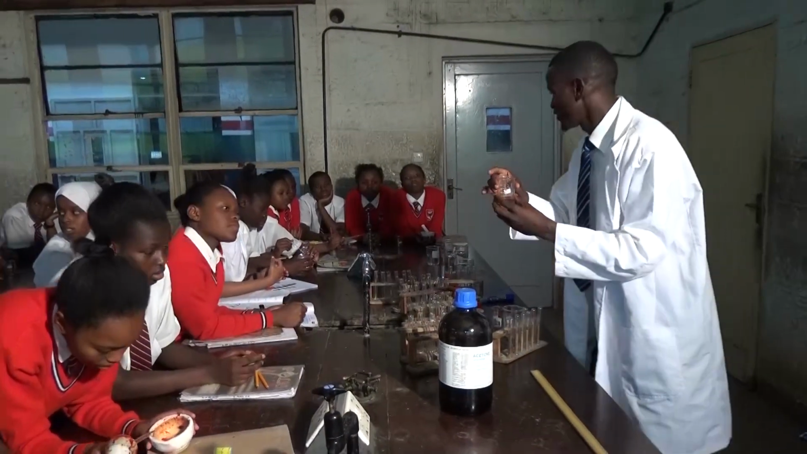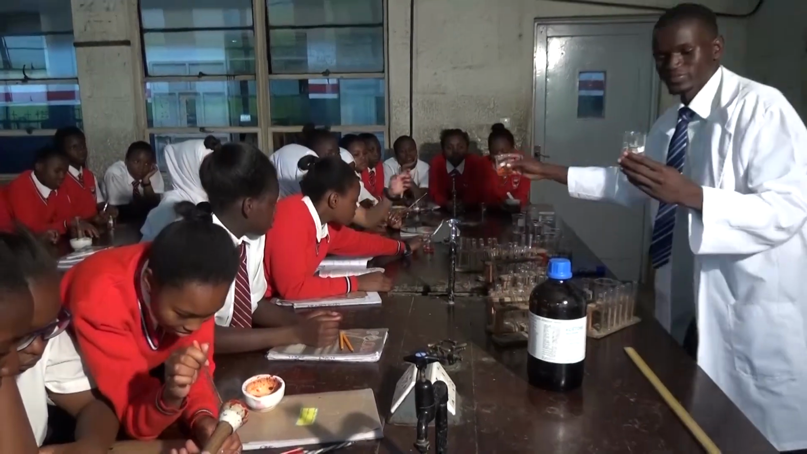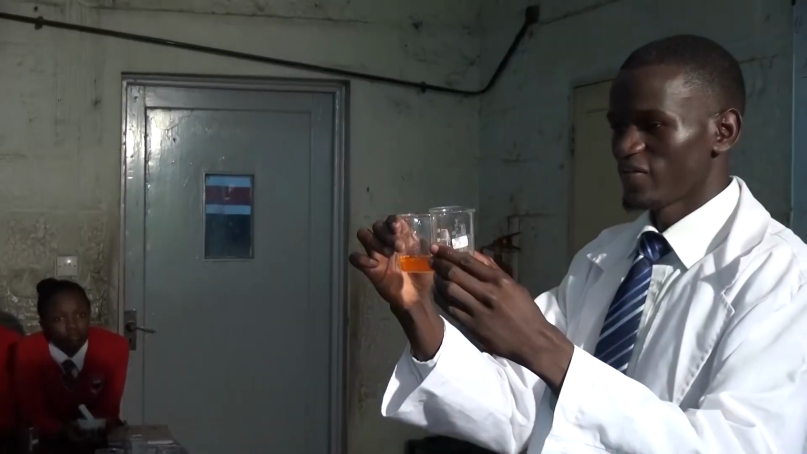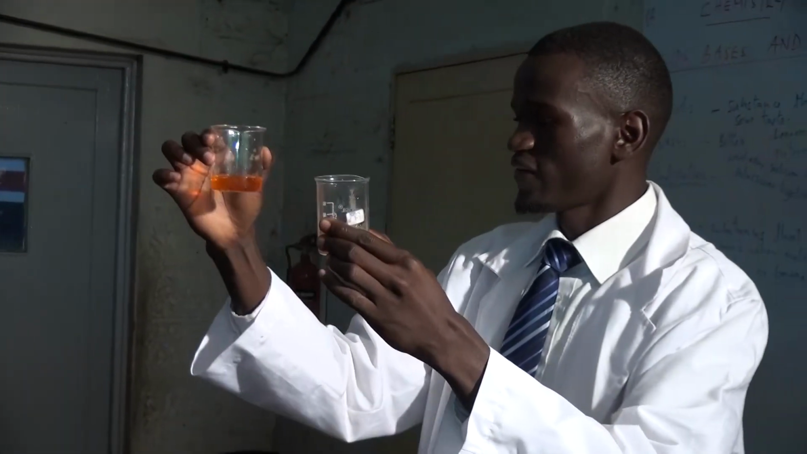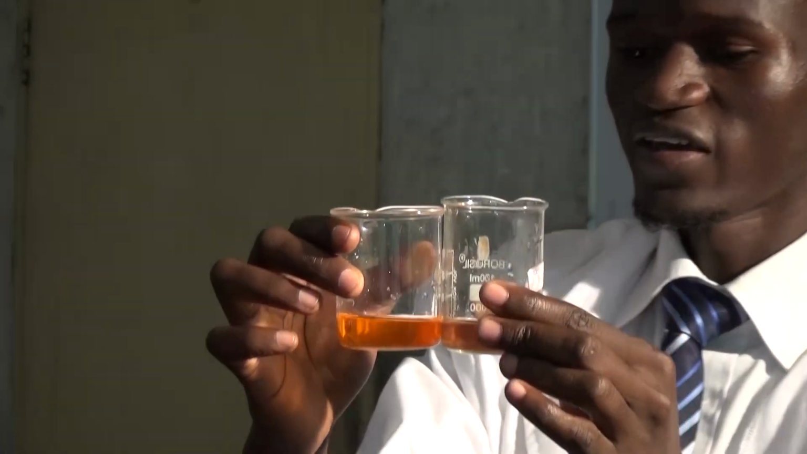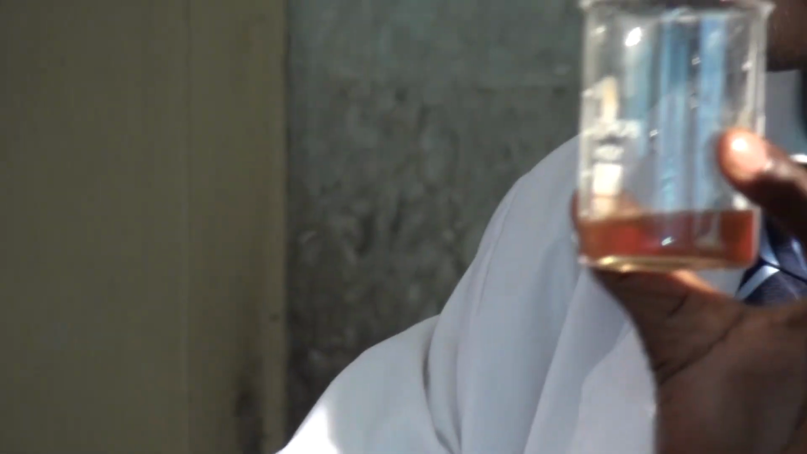Okay, let us compare potassium hydroxide to the acid. Look. Remember, this is an acid and this is a base. You can see the difference in colors. This is an acid, that is sulfuric acid. This is a base, that is potassium hydroxide. Look at the difference in colors. It tells us that indicators show different colors in acids and bases.